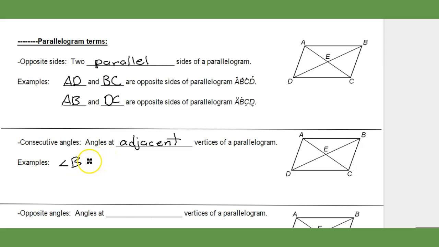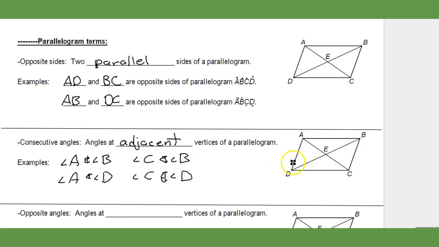Let's write those out. Angle A and angle B. And then angle A and angle D. That's the first set. And then go across, start with C. So we have angle C and angle B, and angle C and angle D. There we go. Those are our 4 sets of adjacent angles.